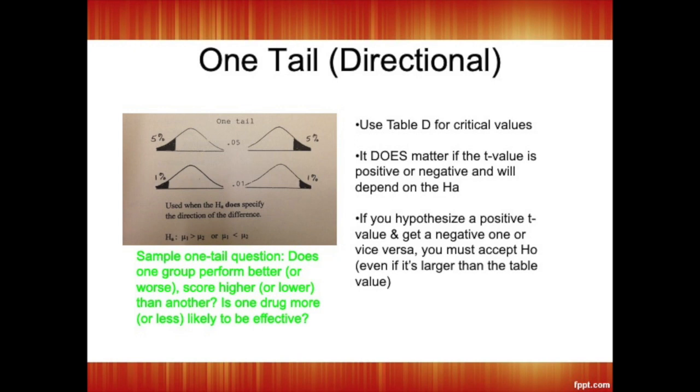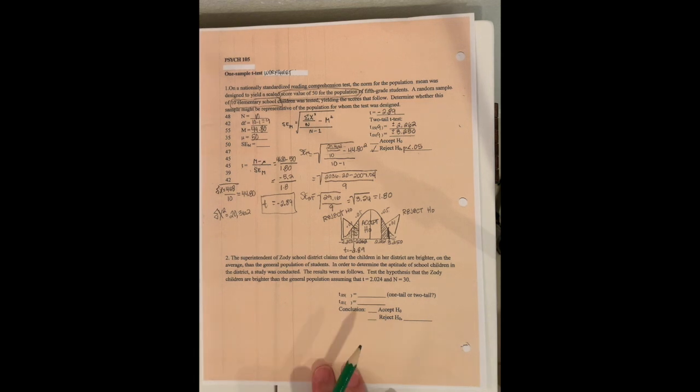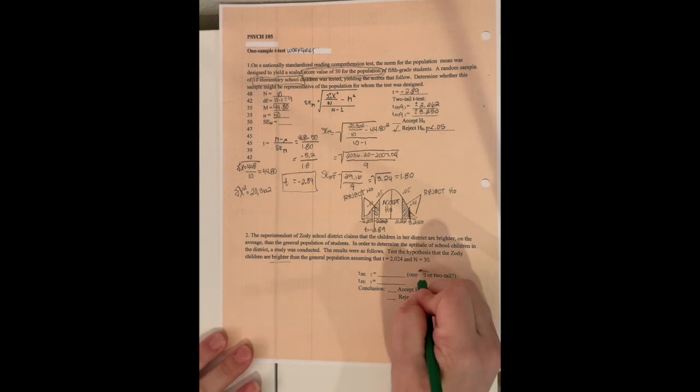So here is an example of a one-tail, one sample t-test on your worksheet. Okay, so let's look at number 2. The superintendent of Zodi School District claims that the children in her district are brighter on average than the general population of students. In order to determine the aptitude of school children in the district, a study was conducted. The results were as follows. Test the hypothesis that the Zodi children are brighter than the general population, assuming that t equals 2.024 and there's an N of 30. So this particular test is going to be a one-tail test.